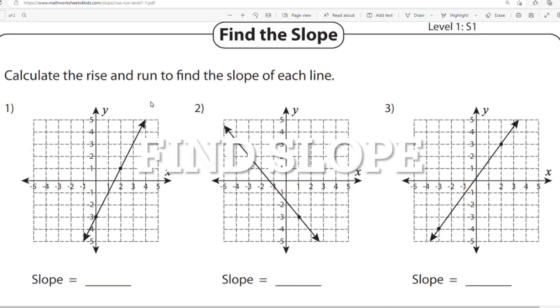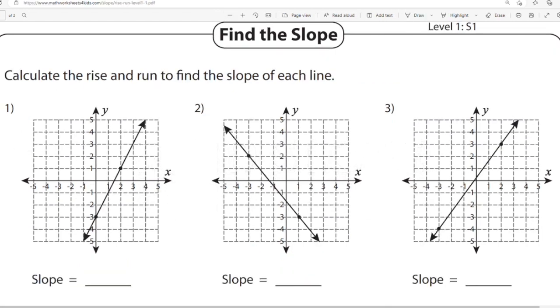Okay, so in these questions we have to find the rise over run to find the slope of the line. So they already gave us 2 exact points, so we'll just first find the rise. Okay, so it's 1, 2, 3, 4, and then the run, which is 2. So the slope is 4 over 2, which can be simplified to 2. So the slope is positive 2, or just 2.